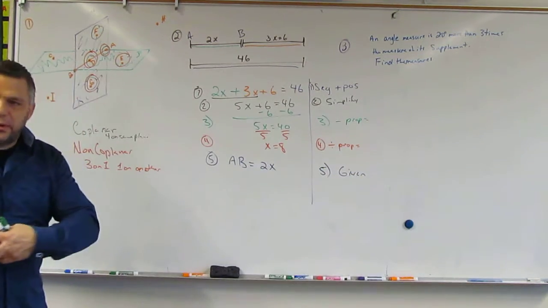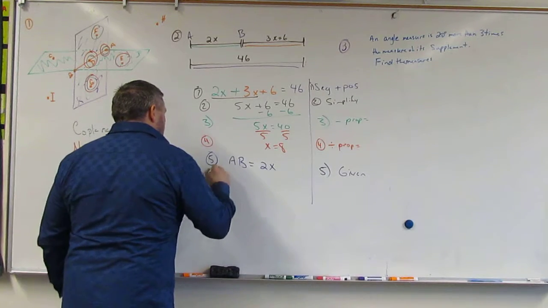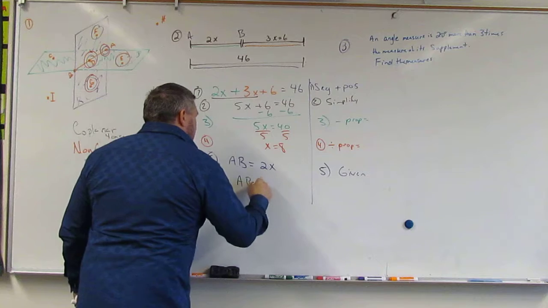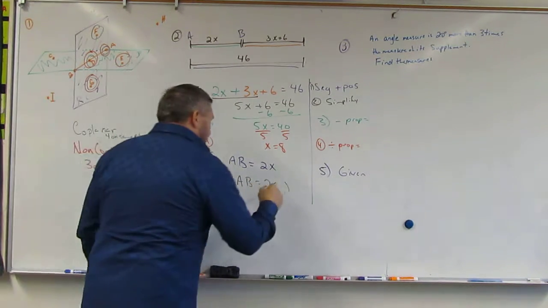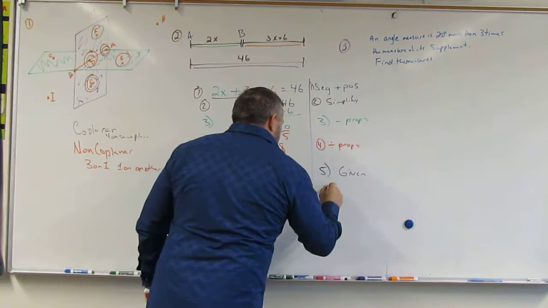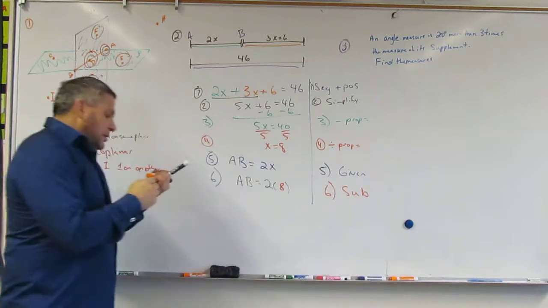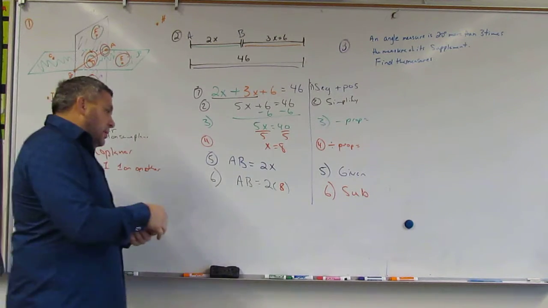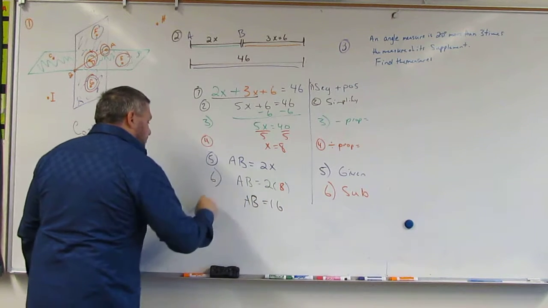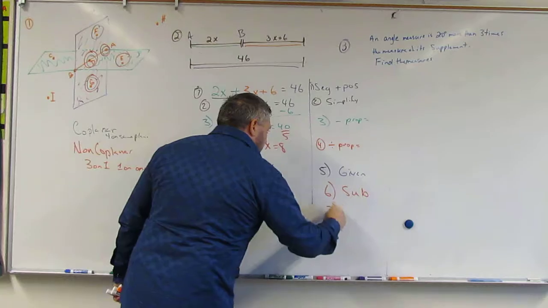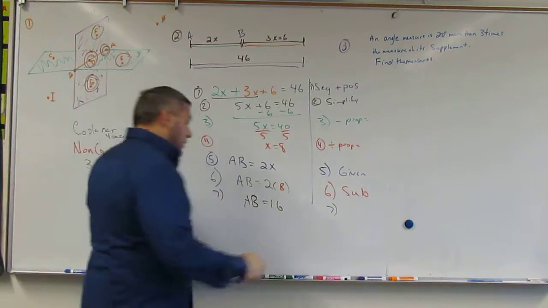And then what do you do? Substitute. Yes. So AB is equal to 2 times x, and x is how much? 8. And you said that that is substitution. Okay. AB equals 16. And so AB is equal to 16. And what do we call that? Simplify. Okay. You're right.